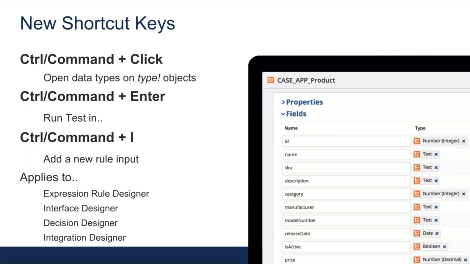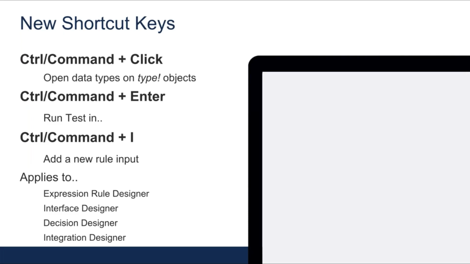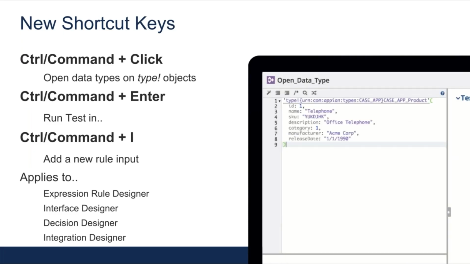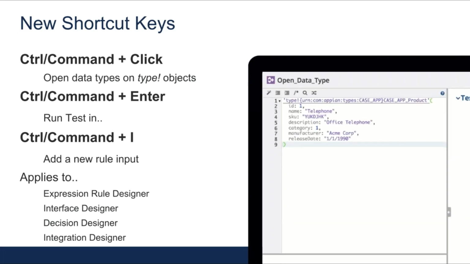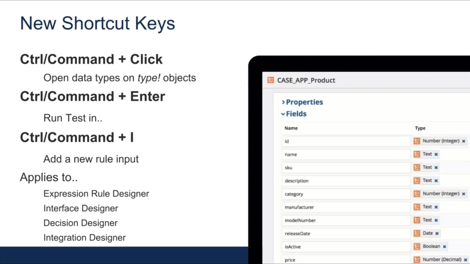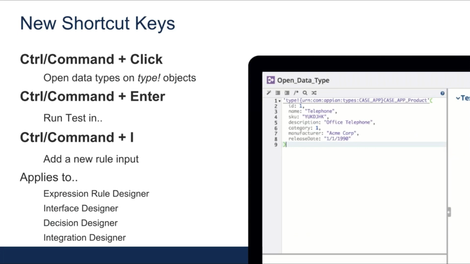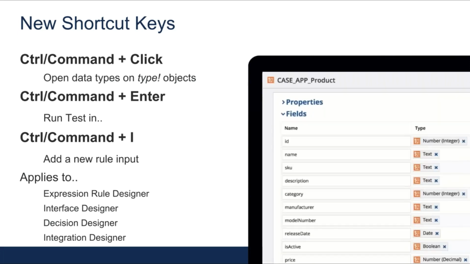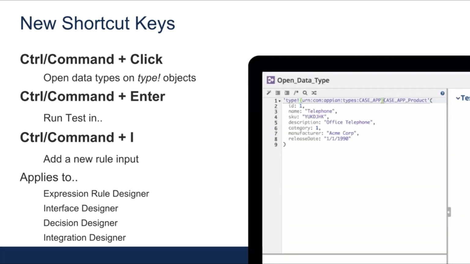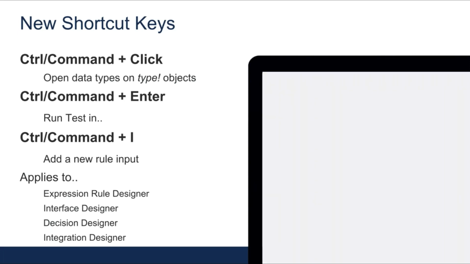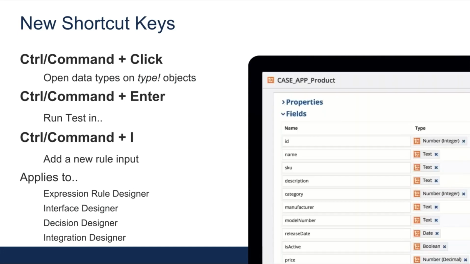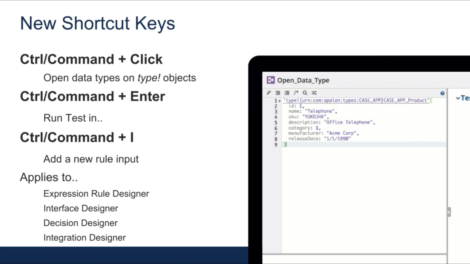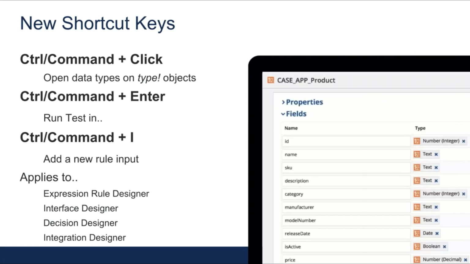In addition, we've introduced a few new shortcut keys inside the expression rule designer, interface designer, decision designer, and integration designer. These include now a control or command click if you're on Apple to open data types. So if you ever use the type bang, it allows you to start to reference a specific data type. By doing a command click on Apple or control click on Windows, that will automatically open the data type from the expression. We've also introduced the control or command plus enter to run a test.